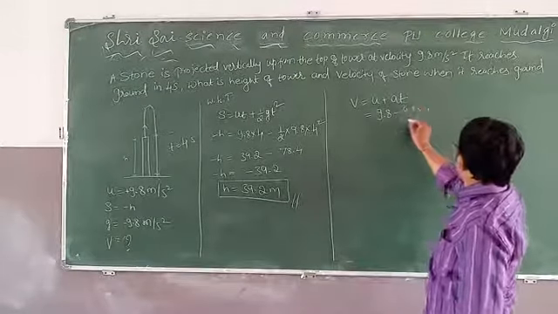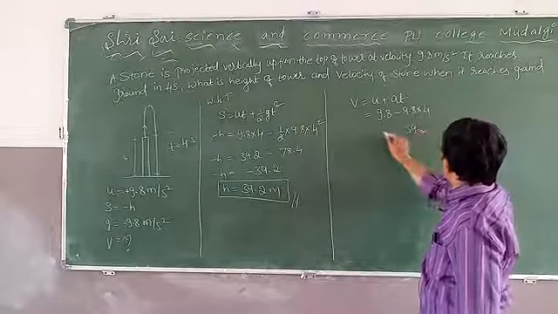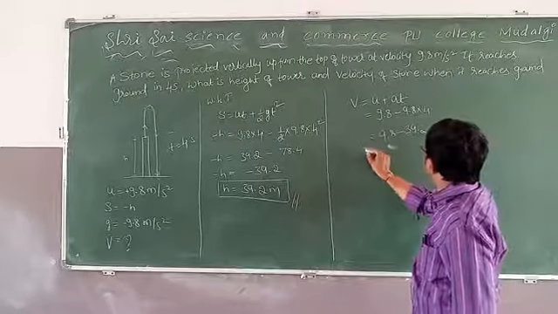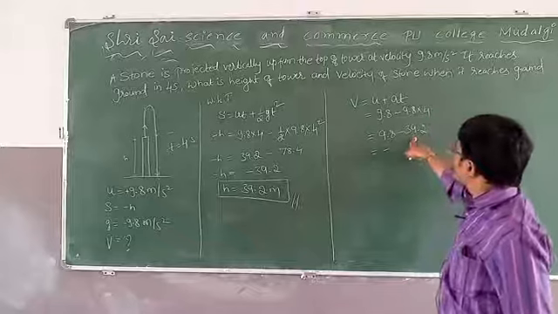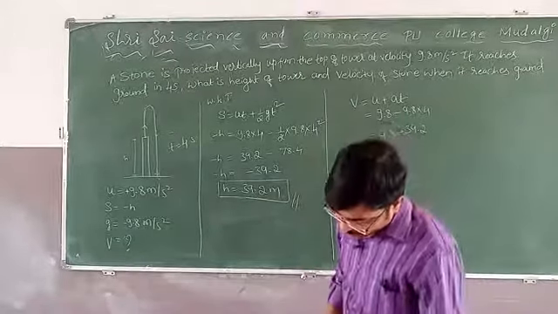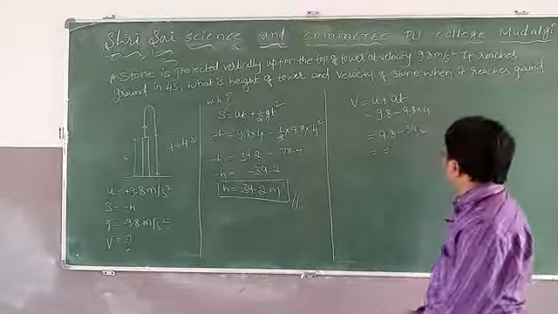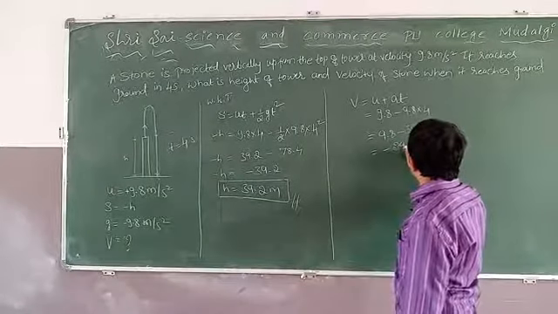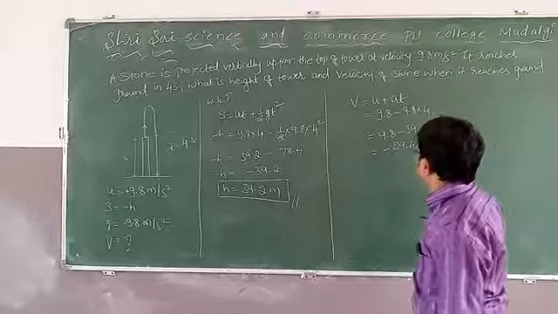9.8 into 4 is 39.2. Here 9.8 minus, here minus sign. How much is it? 39.2 minus 9.8, 29.4 meter per second square.